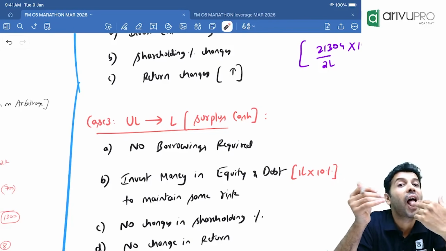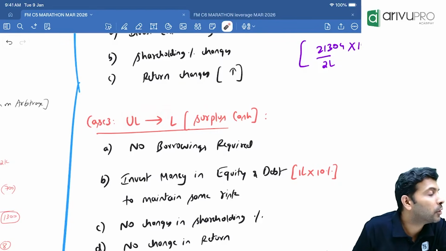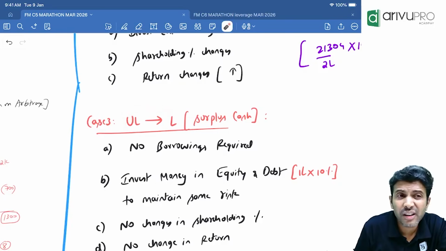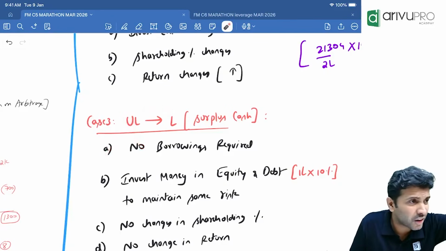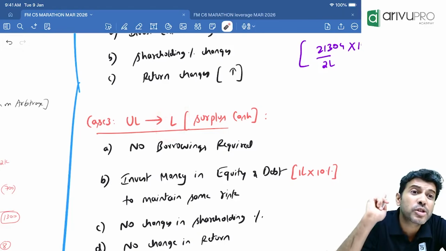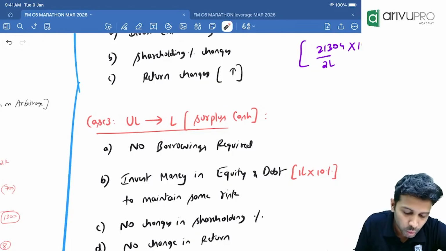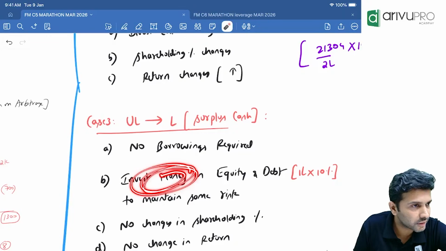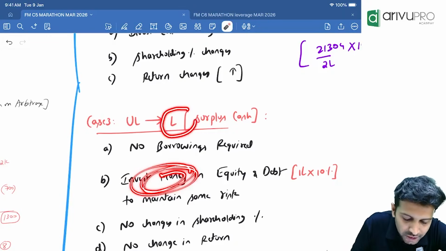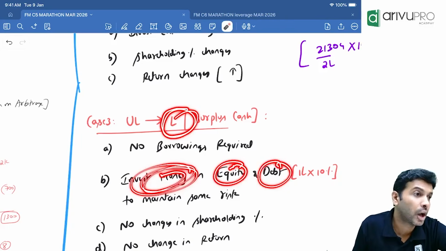If you're going from unlevered firm to levered firm, under the surplus cash approach, what are we doing here? In unlevered firm, we did not have debt risk. But since we shifted to levered firm, we are now exposed to debt risk. But risk level should not change. Hence, what do we do? Whatever amount you have to invest, you use that money not only to buy equity shares of the levered firm, but also to buy the debt.